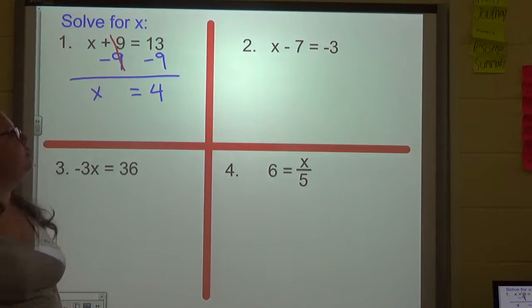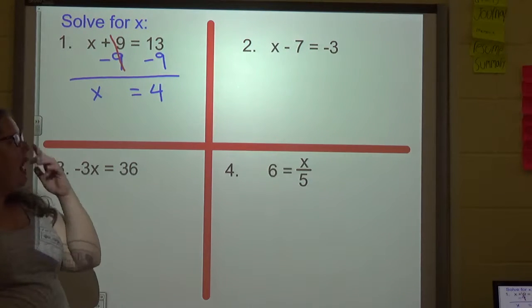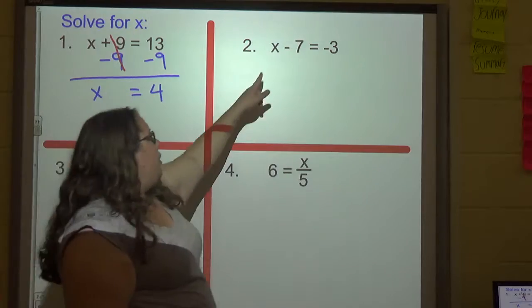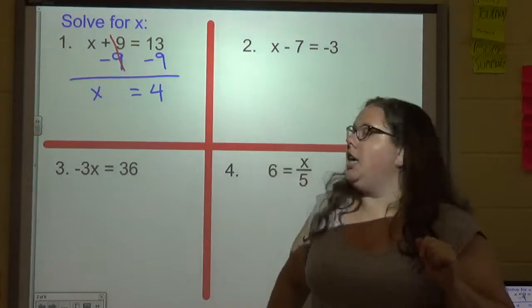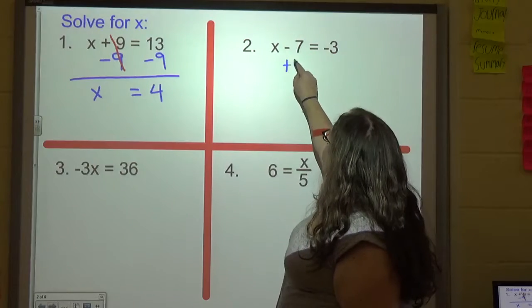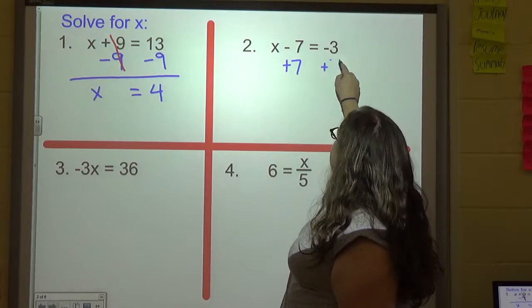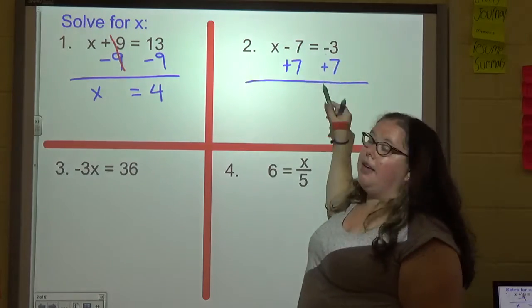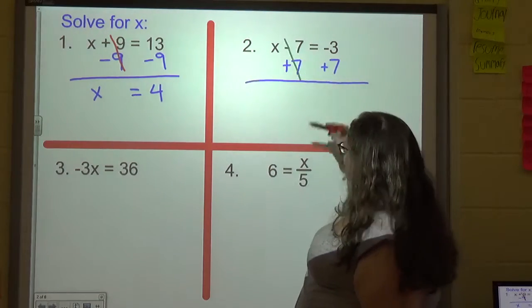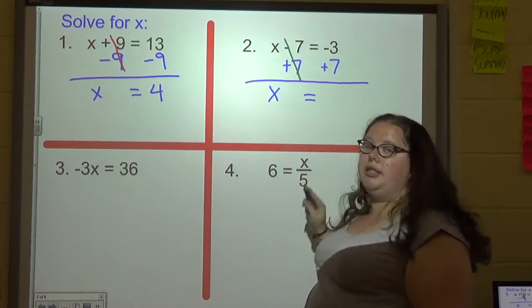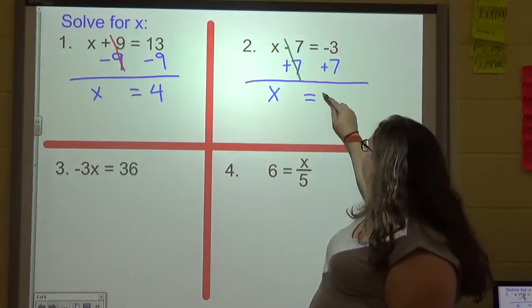Done. Number 2. x minus 7 equals negative 3. We are subtracting. The opposite of subtracting is adding. So we're going to add 7 to both sides. Again, minus 7 plus 7 cancels to 0. Draw a line through it. x equals negative 3 plus 7 is 4.